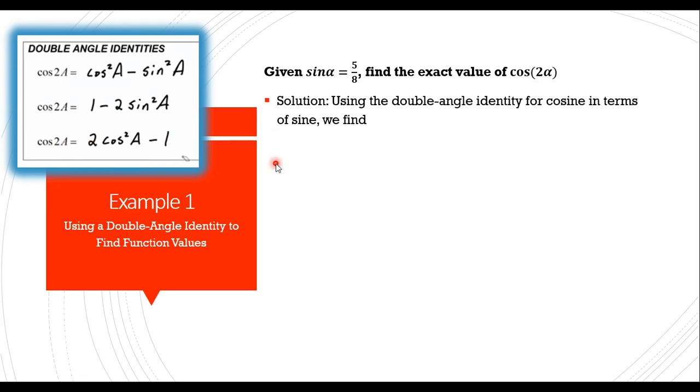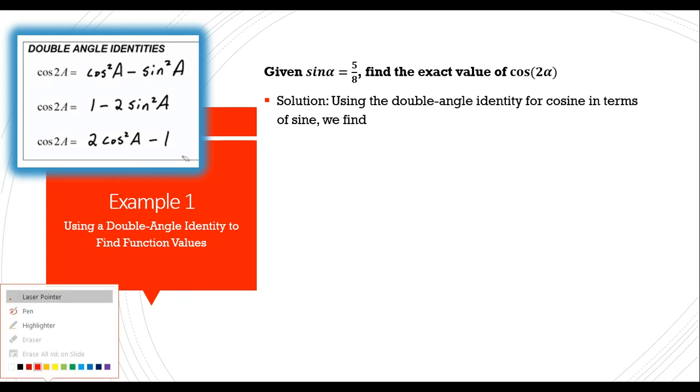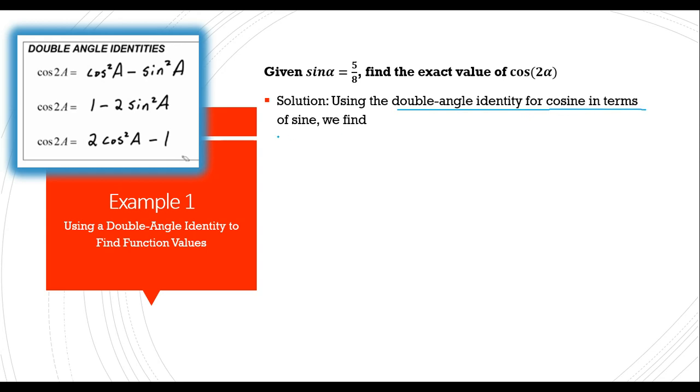To start off our solution, we're going to have to use the double angle identity for cosine in terms of sine. Looking at all of these, these are double angle identities for cosine. Which one is in terms of just sine? This is cosine and sine. This one's 1 minus 2 sine squared, and this one's cosine. So we're actually going to use this one, right?